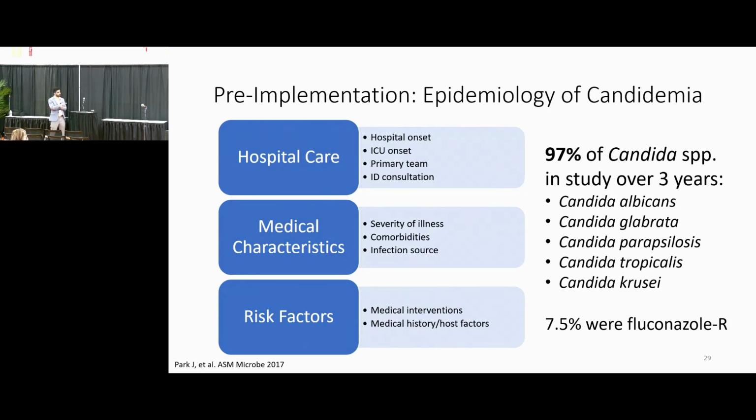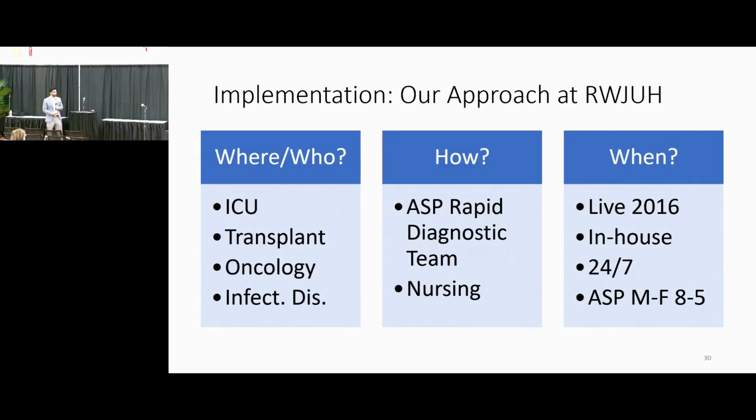And we also wanted to pay attention to our resistance rates to understand what therapeutic we would be keeping in mind when we get these results post-implementation. And so how we did this, it was very similar to what we've already heard. Based on all the data and understanding the epidemiology of candidemias in our hospital, we were able to understand where this would probably have the highest yield and who are the highest risk patients.